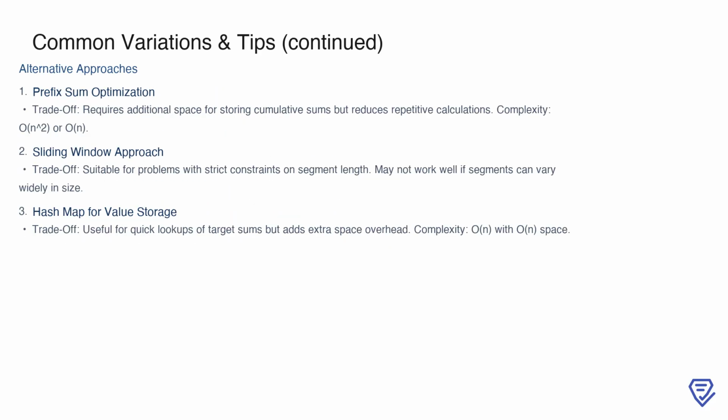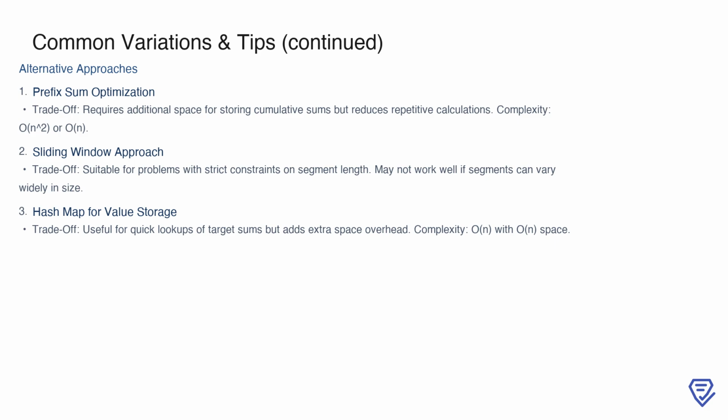There are several alternative approaches you can consider for solving this problem, each with its own trade-offs. Using prefix sum optimization is a popular choice because it avoids recalculating sums repeatedly. While this method does require additional space to store cumulative sums, it significantly reduces redundant computations, bringing the complexity down to O(n squared), or even O(n) in certain cases.